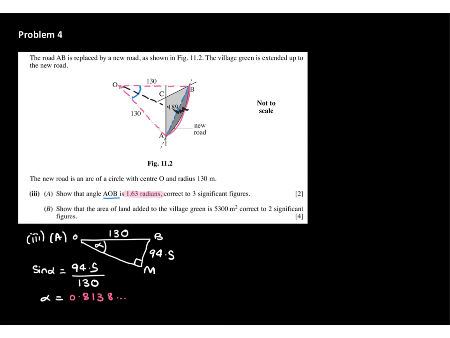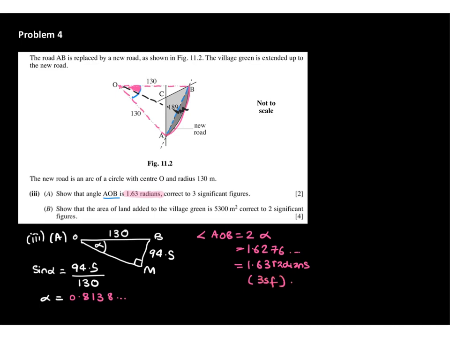So alpha works out to be 0.8138... but that's not angle AOB, it's only half of the angle there, so we can then work out that angle AOB is double alpha. So multiply that by 2, and you will get the answer that you want. 1.6276, so 1.63 radians, or you can use the little c for circular measure, correct to 3SF.